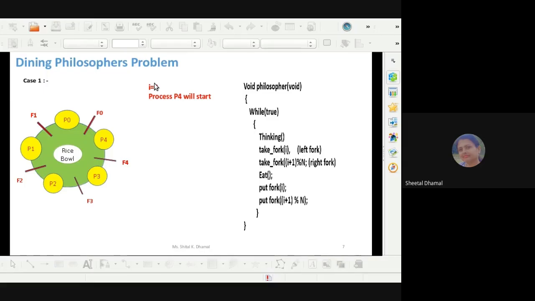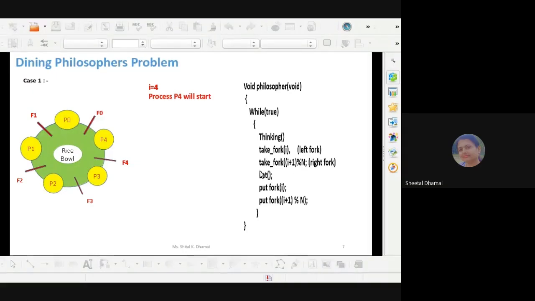Now here the value of i is equal to 4. So he will take the fork present on his left hand side, where F4 is present. Here i represents the index value of the fork. So he will pick up the fork F4, and after that the next call is take fork of (4 plus 1) modulus 5.